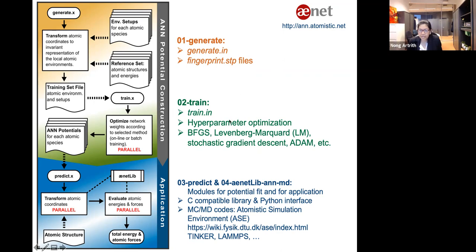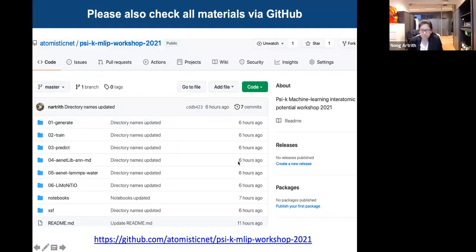This is called train.in. And then for predictions, or using it in an application like an MD simulation, we also provide many different modules that can directly predict energies from the parameters that you have fitted, or use them in applications like MD or MC codes that we provide, like in ASE, in Tinker, or in LAMMPS. So you will see later in the short.